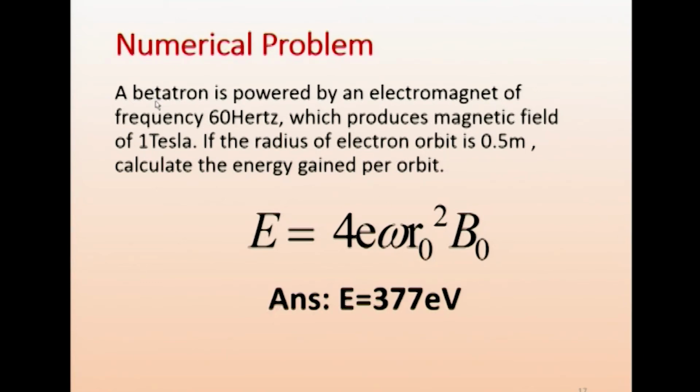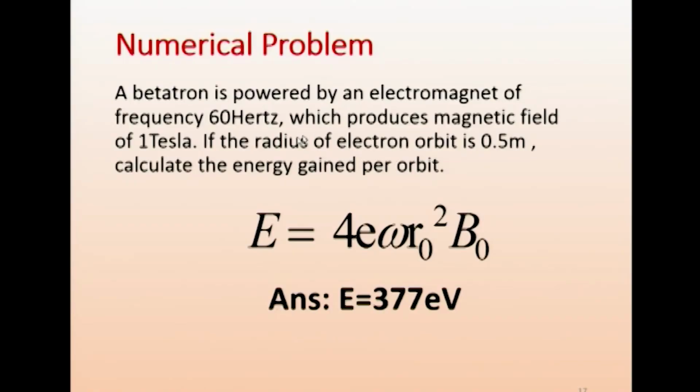So, now we have just a numerical problem. A betatron is powered by an electromagnet of frequency 60 hertz. 60 hertz is very slow, because in that one quarter it has to make a large number of revolutions, and then in that one quarter it will get energized. So, you have to see how many times it will rotate. It is only basic arithmetic: energy gained in one orbit into number of orbits. The number of orbits will be the distance travelled, with velocity, and we know the circumference, 2 pi r naught, from that you can calculate.